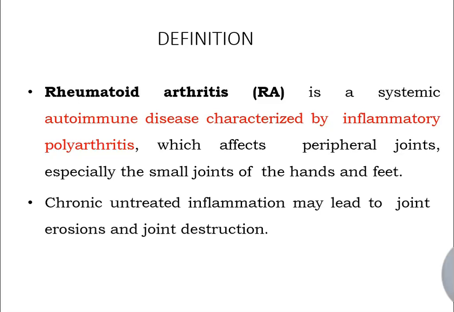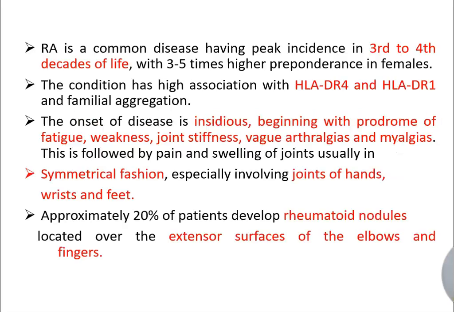Chronic untreated inflammation in rheumatoid arthritis may lead to joint erosions and joint destruction. Joint erosion and joint destruction is the key characteristic feature of rheumatoid arthritis. Because of this destruction, we also see deformities, such as boutonniere type deformities and swan neck type deformities in the hand and feet.